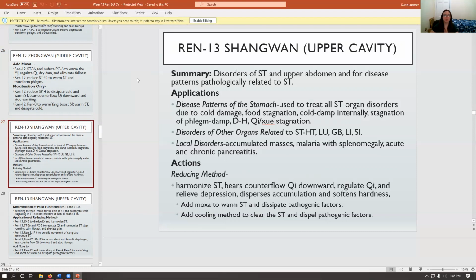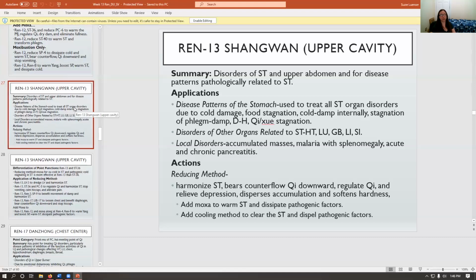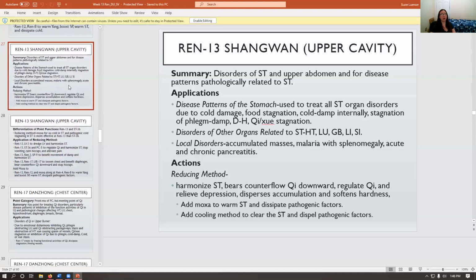This really is a great local point for all sorts of different things. More often than not, we are going to be reducing with this point. Really, this point is used to treat excess and stagnation. So that's really what we're looking at here. You may add moxa or a cooling method depending on what temperatures you've got involved, but really we're going to be reducing at this point.